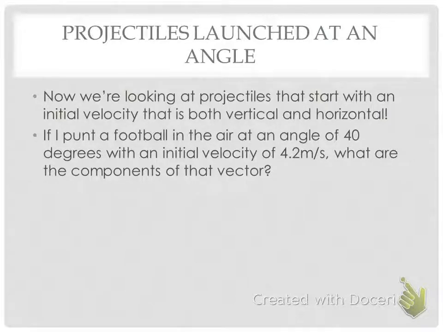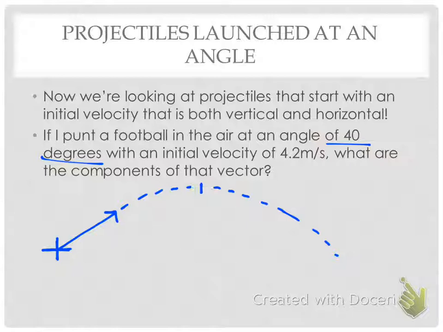So I want to see if you can draw this vector correctly. If we were just given 40 degrees, where do we think that 40 degrees is probably going to be? Yeah, from the horizontal. So here's my starting point. And so that means it's going to go like this. It's going to go up into the air at 40 degrees, reach its peak height, and then come back down to the ground, right? So here might be its peak height right up there.